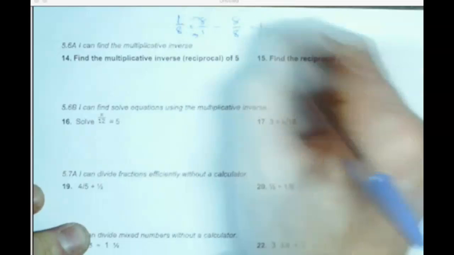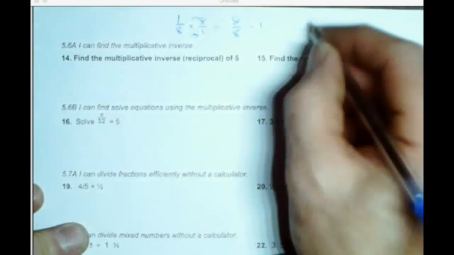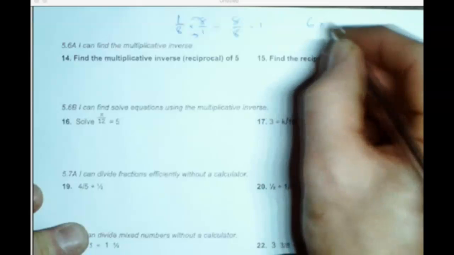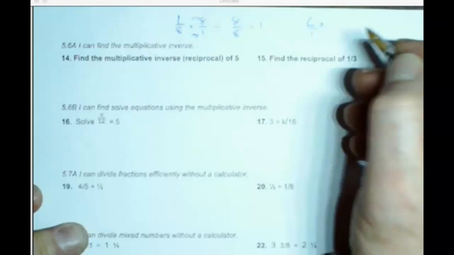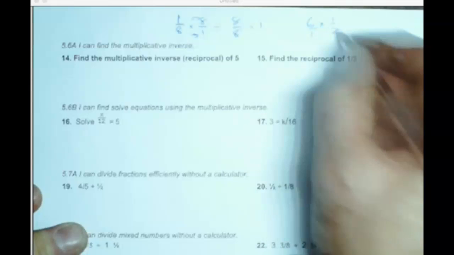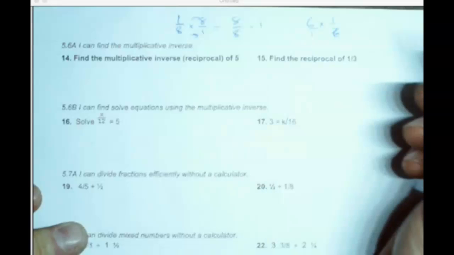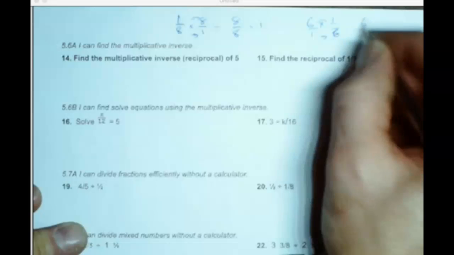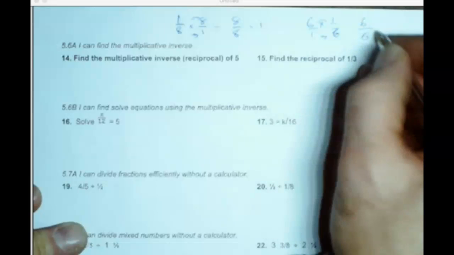1. If you have the number 6 and you want to get to the number 1, you can multiply it. That's really 6 over 1. You can multiply it by the reciprocal, or the multiplicative inverse, which is 1/6. 6 times 1 is 6. 1 times 6 is 6. 6 divided by 6 is 1.